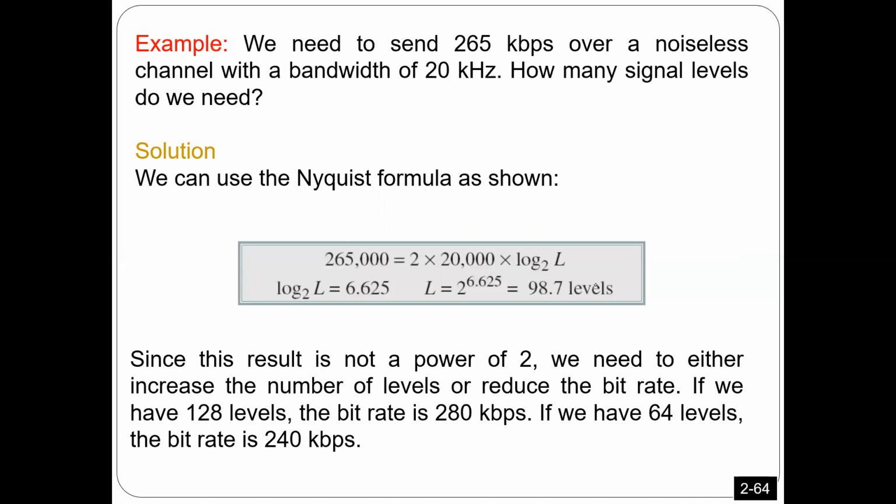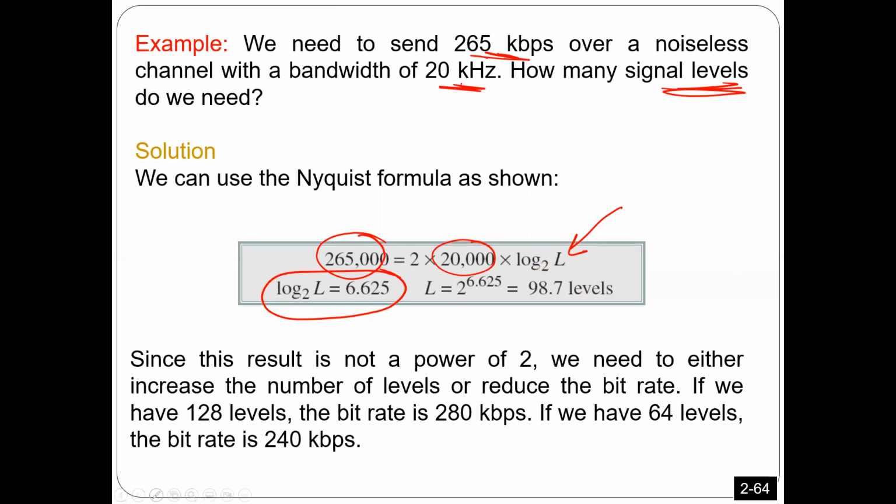I give you another example here. In this example, I give you the bit rate and the bandwidth, and I'm asking you what signal levels we can have. You can just plug into this formula: the bit rate is 2 times the bandwidth times log 2 of L, and then you can get L. If you do the calculations, log 2 of L equals this value.